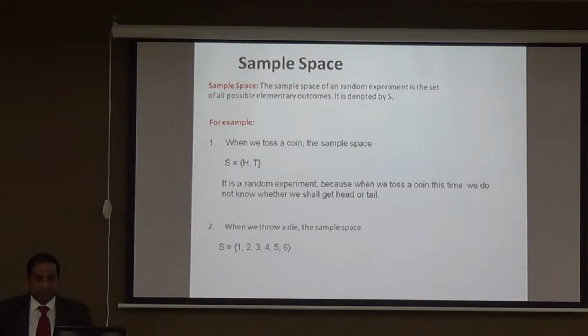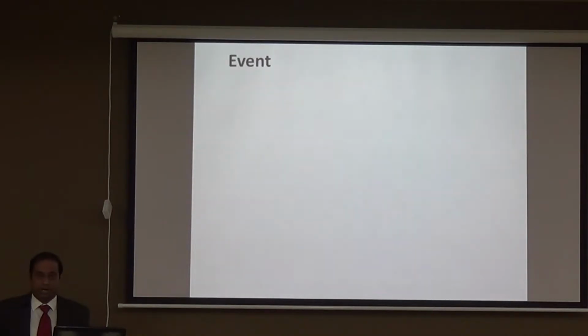The next example is when we throw a die, the sample space will become {1, 2, 3, 4, 5 and 6}. Any of the numbers can be obtained when you throw a die.